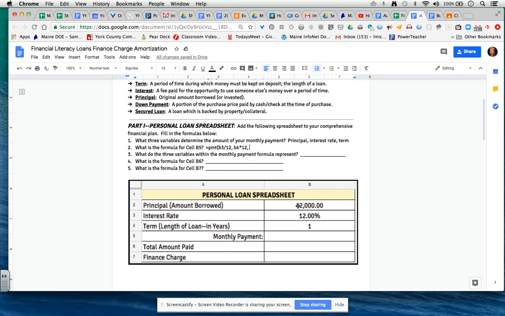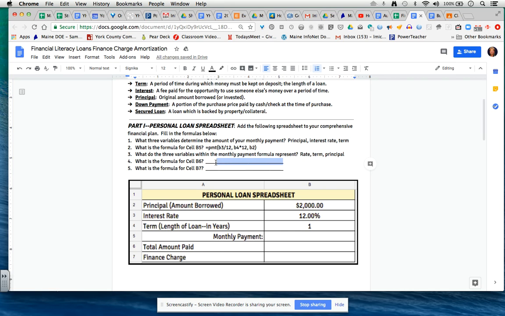And finally, the principal, how much money you borrow, which is located in cell B2. So that will be the formula you put here in monthly payment. And so what do the three variables represent? The first is the interest rate. That's this. The second is the term. And the third is the principal.